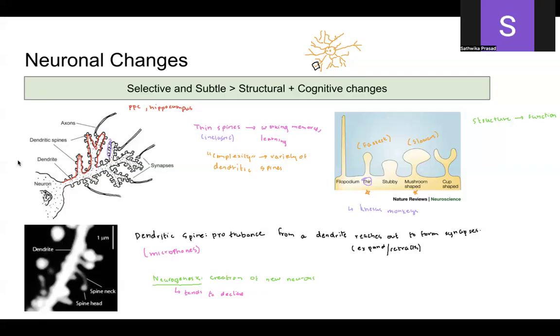Just as a quick review, there are only two places in the brain which continue to have neurogenesis into adulthood. The first one is your olfactory bulbs, and the second one is the dentate gyrus, which is basically just your hippocampus.